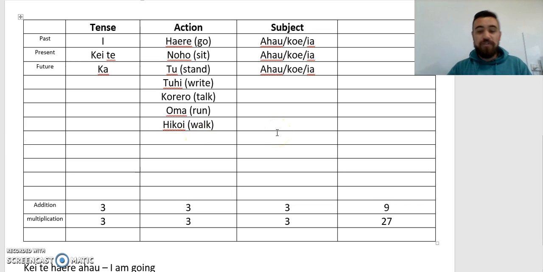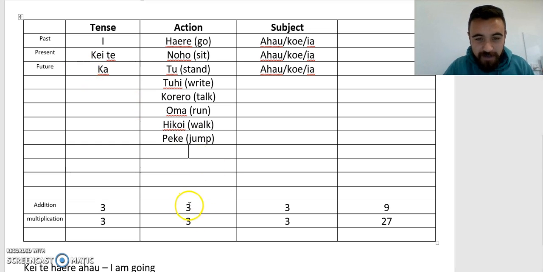What's another one? Peke means to jump. Haere, noho, tuhi, kōrero, oma, hikoi, peke. 1, 2, 3, 4, 5, 6, 7, 8. Another action word. Oh, I can't even think of something in English. Well, there's 8 for you. Come up with another 2.